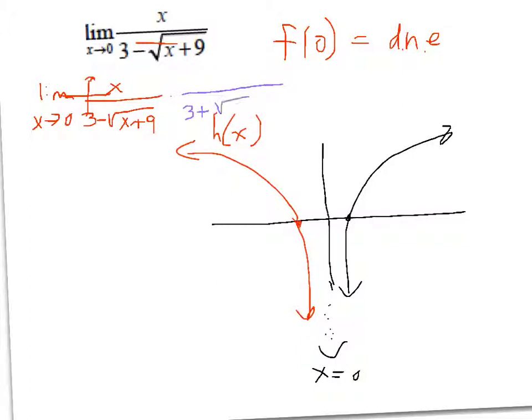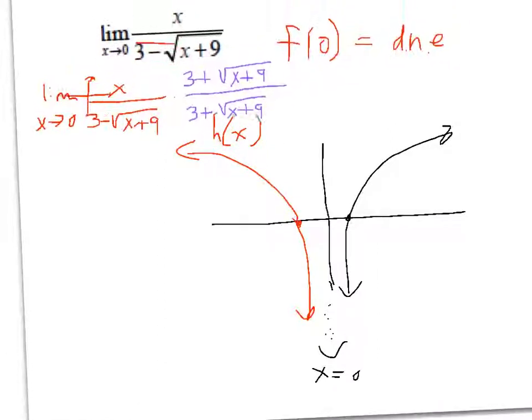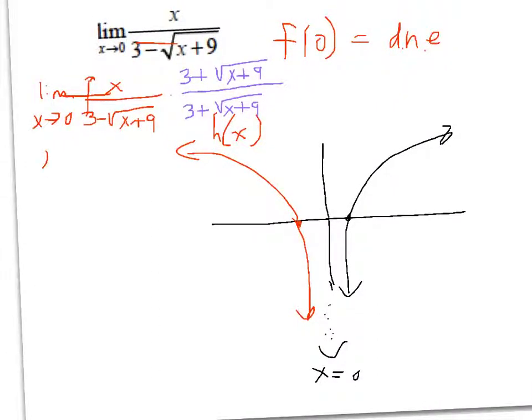You might recognize this as the conjugate, because that's going to make my denominator easier to deal with here. So we're going to multiply by this number. In the purple, that's just multiplying by 1, which doesn't change anything. So I'm still finding the limit as x approaches 0.